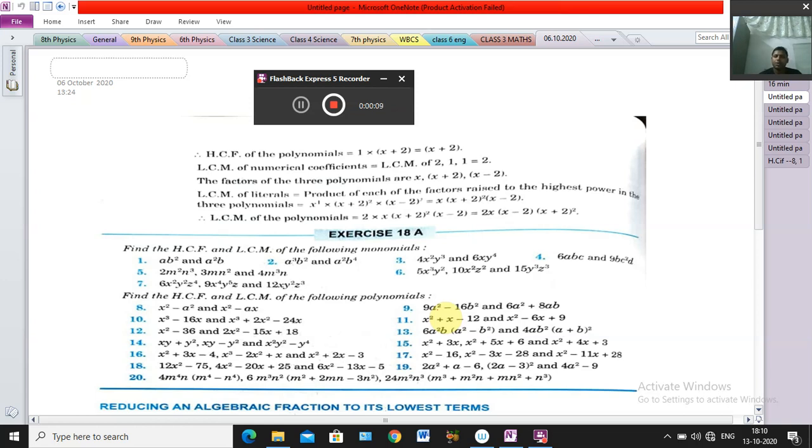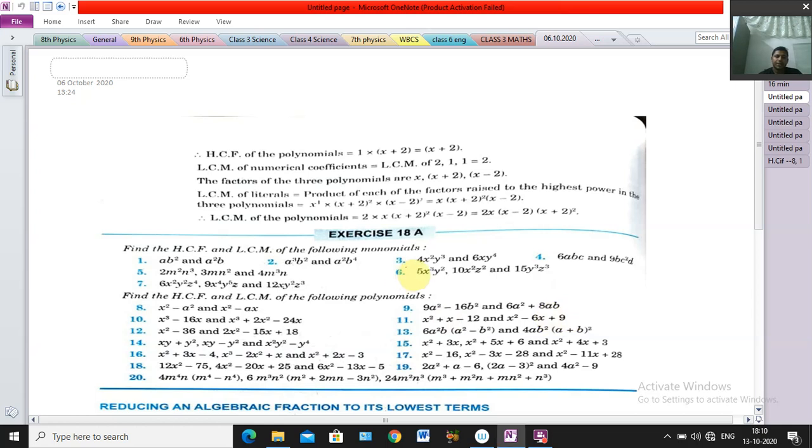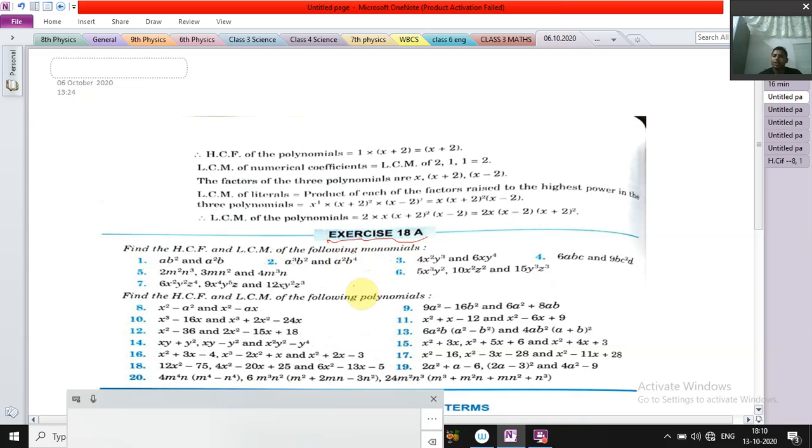So now I am going to discuss the exercise of simplification of algebraic fractions. We already started this chapter. In the last class we discussed the theory part as well as examples. The examples are already completed, so now we will discuss further exercise 18a. Everyone should get ready with your copies.